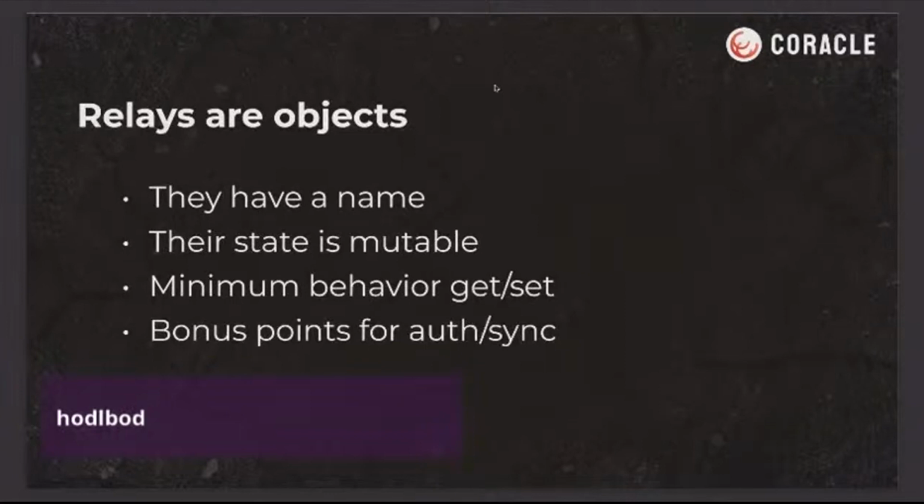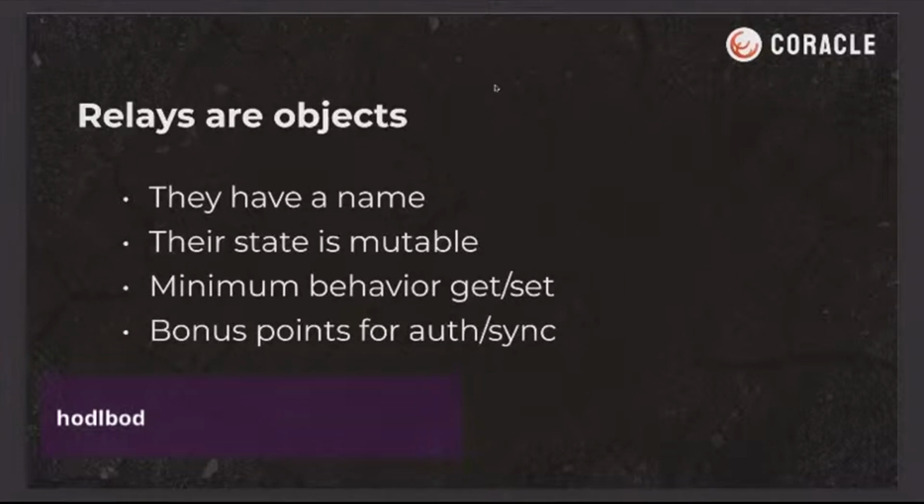So to apply this to relays, relays are objects. When we work with relays, we're doing object-oriented programming. They have a name, and their state is mutable. We address this relay, and we ask it for a bunch of events, and it gives us some events, and then we ask it again, and it gives us a different answer. That's fine, but it's complex.